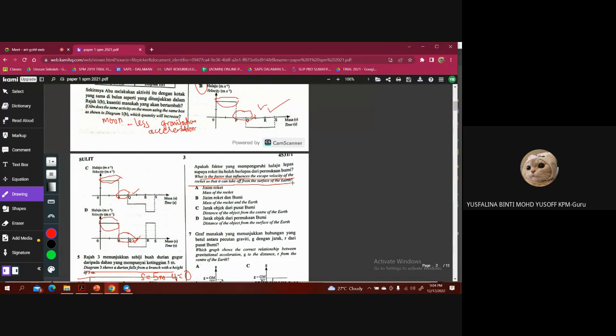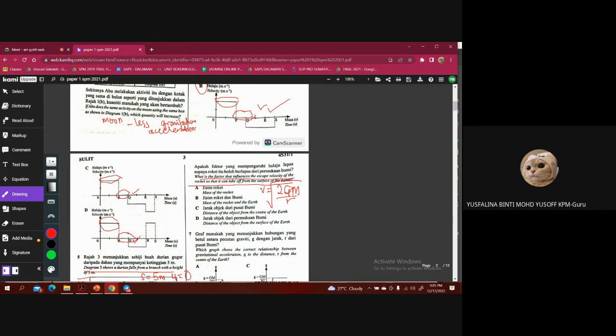So the escape velocity is v equals square root of 2GM over r. What is the constant value here? Your G is a constant value, 6.67 times 10 power negative 11. And your M is the mass of the earth, so the mass of the earth is also constant. It's always the same.